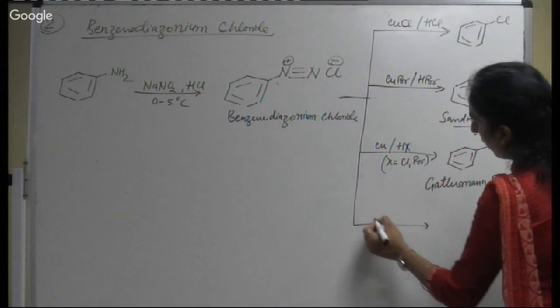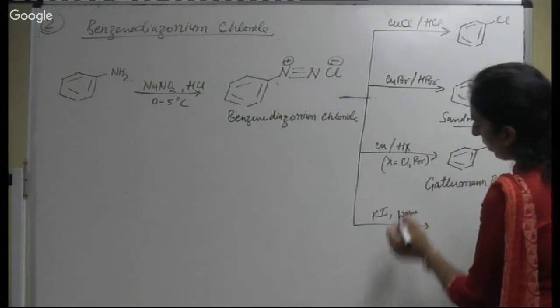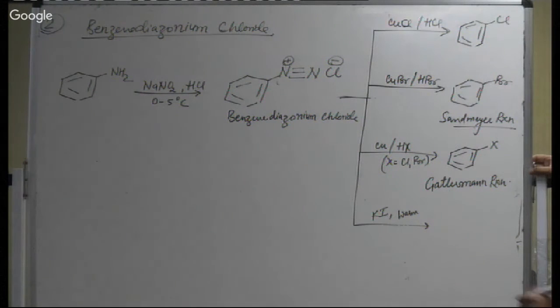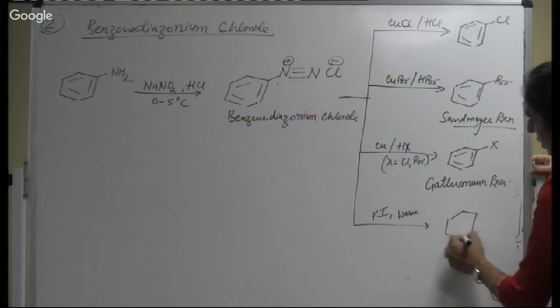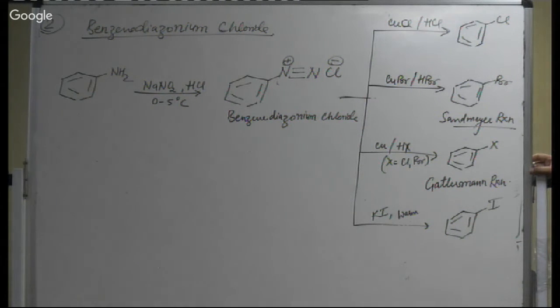If you want to prepare iodo compounds, you have to add KI. Simply by addition of KI, you will get iodobenzene. This is the best way to prepare iodo compounds. Am I clear? Any question? You can ask.